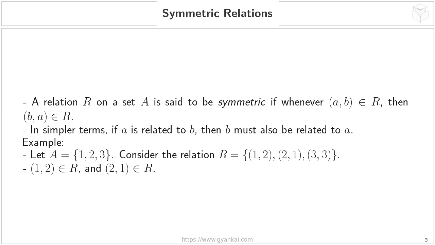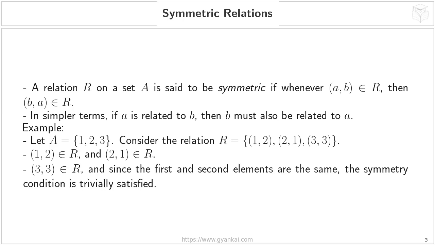We see that (1, 2) is in R, and indeed, (2, 1) is also in R. That checks out. Next, we have (3, 3) in R now. This is a bit special. When the first and second elements of an ordered pair are the same, the symmetry condition is automatically satisfied because (3, 3) is its own reverse. It doesn't violate the rule.